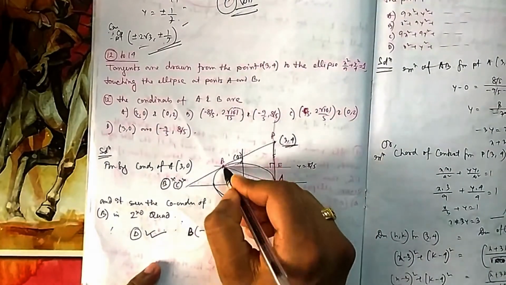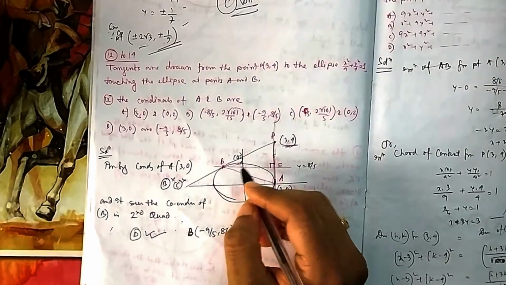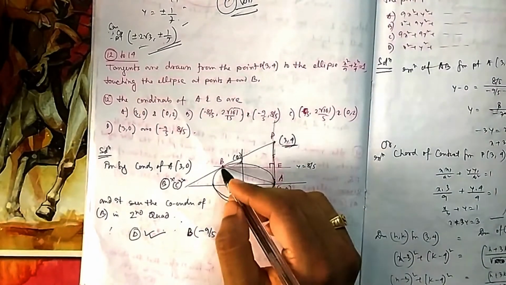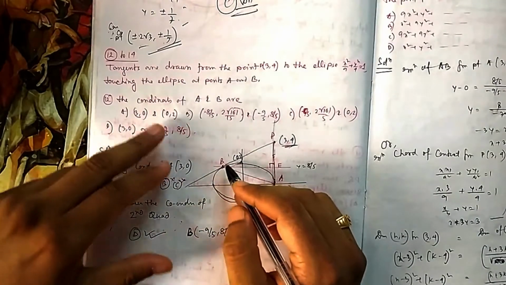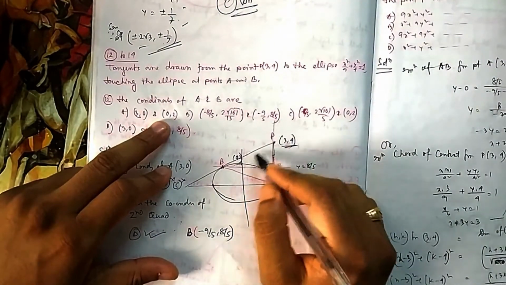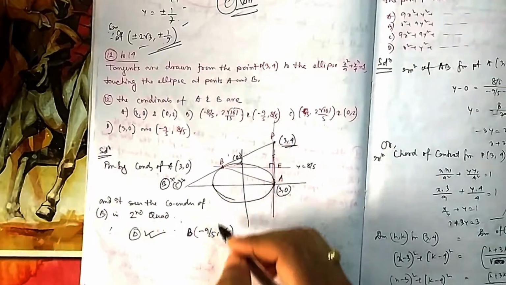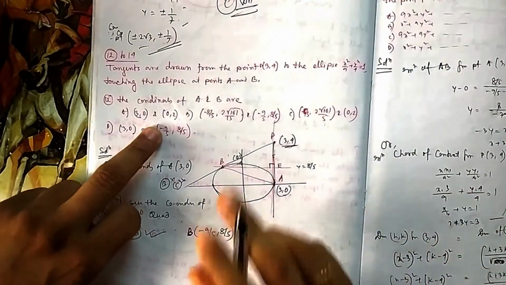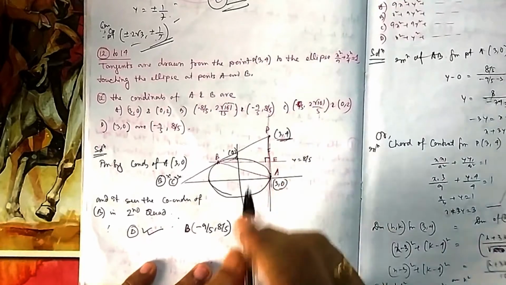Now to find this point, there are lots of ways, and by seeing also you can see it will be touching in the second quadrant. So obviously it will not be 0, 2. You can see it here by a simple drawing also. So obviously this one will be the answer. And if you need to find it, you can find it in lots of ways.